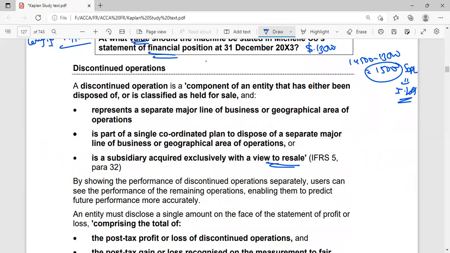And the discontinued operation also includes what? Subsidiary acquired with a view to resale. So remember this point. A subsidiary acquired with a view to resale is also classified as a discontinued operation as per IFRS 5, by showing the performance.